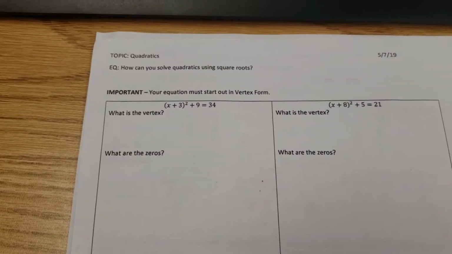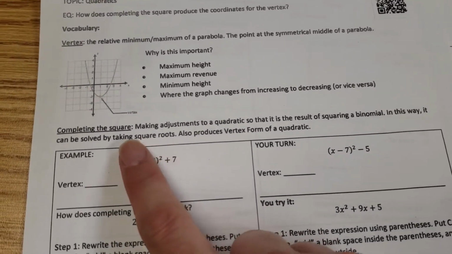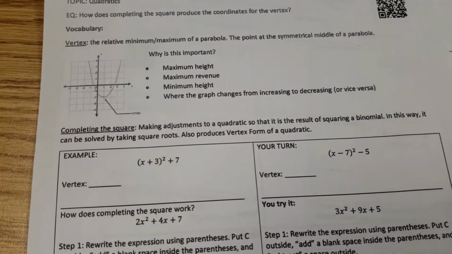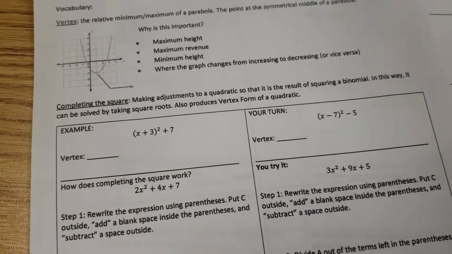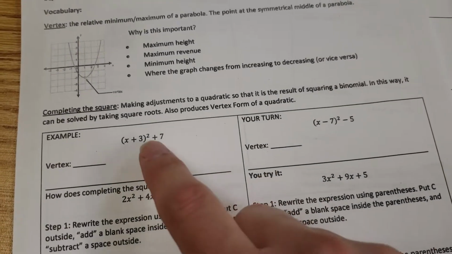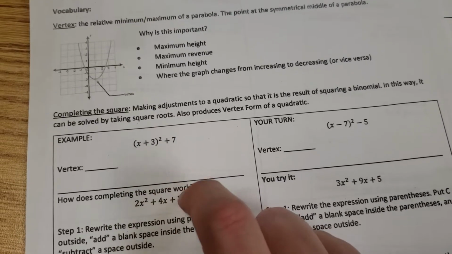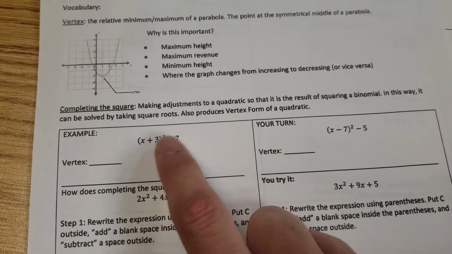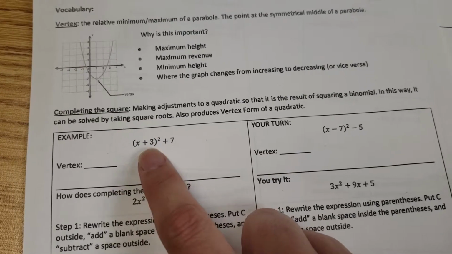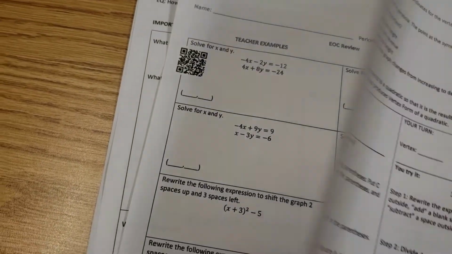Okay, so the next thing is when we talked about vertex form in our notes yesterday and completing the square, what we said was completing the square gives us a couple of things. It puts a quadratic that looks like this into vertex form. And from vertex form, we can do a couple of things. We can pull the coordinates for the vertex right out of this equation, or we can solve it using square roots. Well, we already looked at how to get the vertex out of this equation. So today we're going to look at how to solve it using square roots.